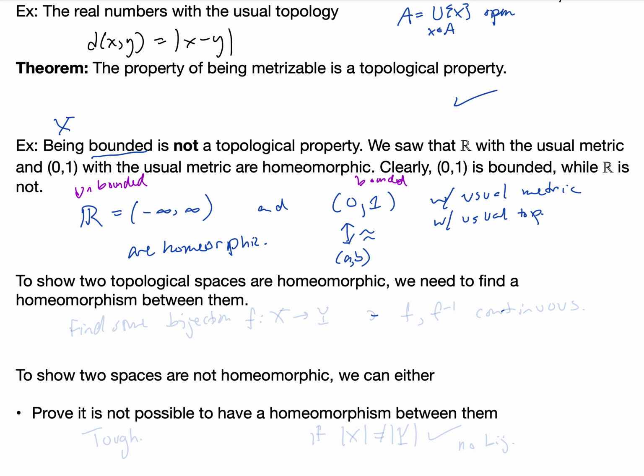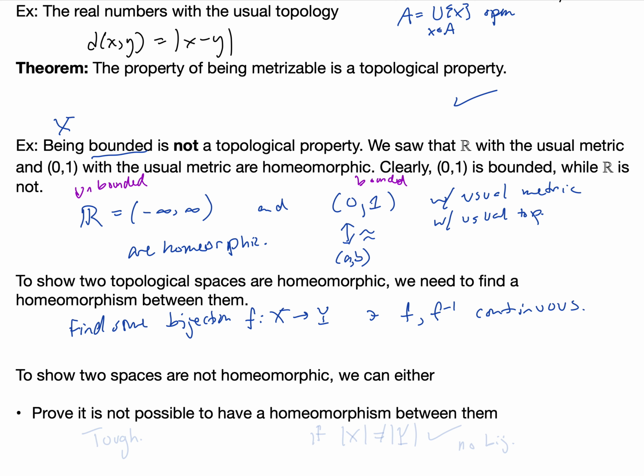So in general, to show that two topological spaces are homeomorphic, we need to find a homeomorphism between them. We need to, in other words, find some bijection F mapping one space to another, such that F and F inverse are continuous. So we just need to find such a homeomorphism.